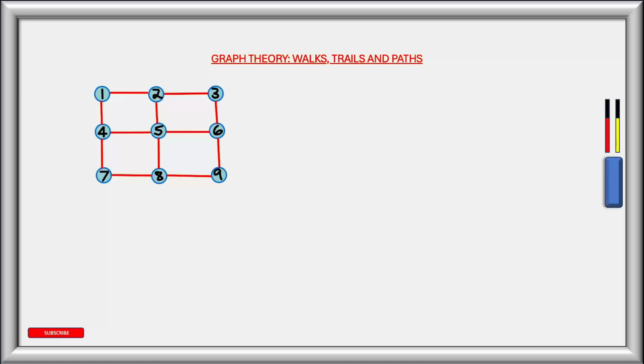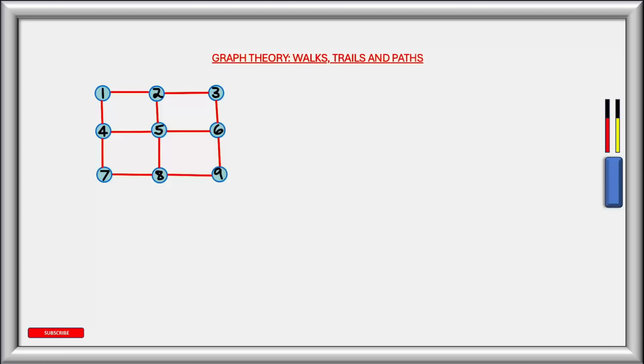So for a path, we can visit a vertex once and travel across a single edge just the once. So let's start at vertex 1. We can travel from vertex 1 to 2, from 2 to 3, from 3 to 6, from 6 to 5, from 5 to 4, from 4 to 7, from 7 to 8, and from 8 to 9. So in doing this, we've visited every vertex once, and most importantly, we haven't used any edges twice. So in this case, the maximum number of vertices is 9.